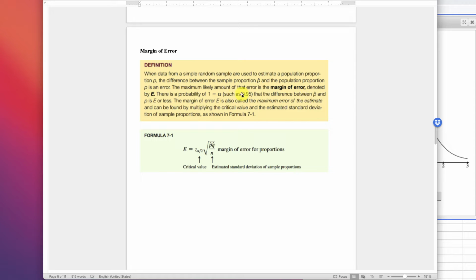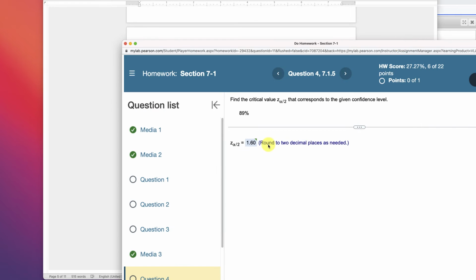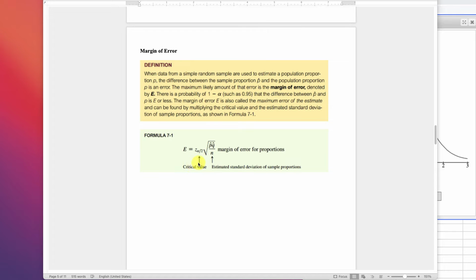And we have a 95% chance, or probability, of that happening. The margin of error E is also called the maximum error of the estimate and can be found by multiplying the critical value and the estimated standard deviation of sample proportions, shown here. So here's a critical value. We just figured that out. For example, the one we just did, it would be 1.60. That's the critical value for the 89%.